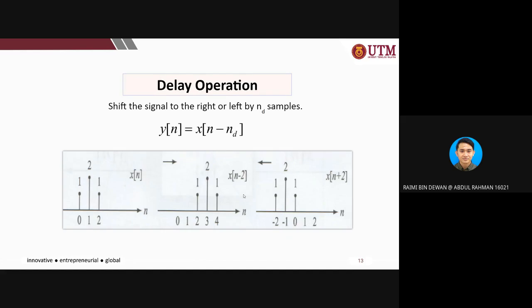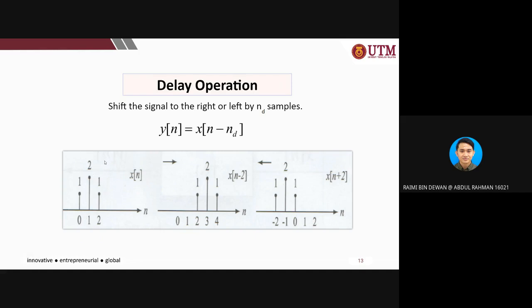Next is just another time operation. Here we have the delay operation. So we shift the signal to the right or left by n_d samples, just like our analog continuous case. So y[n] is actually the time-shifted version of our x[n] signal by n_d. You see here it is minus, but if we put this in brackets, it is plus, right? So what happens is it is being delayed, or its time is being advanced.